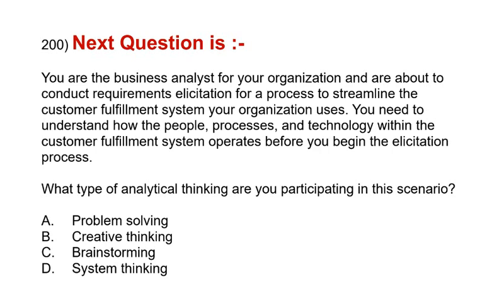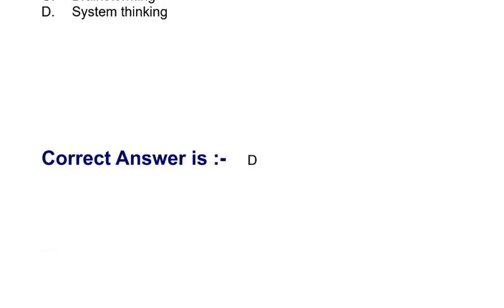Option A, problem solving. Option B, creative thinking. Option C, brainstorming. Option D, system thinking. Correct answer is option D.